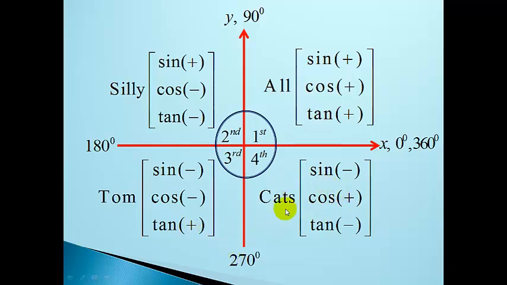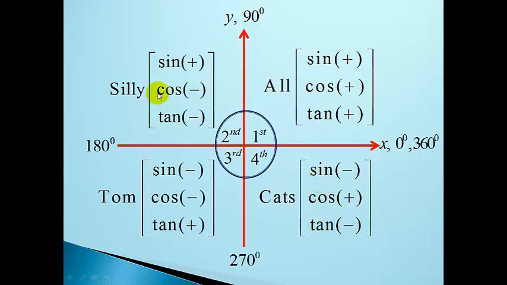Now, we are in the fourth quadrant, and that is cos. That means that only cos is positive. So between 270 degrees and 360 degrees, when we take sine of any angle, the answer is negative. When we take cos of any angle, the answer is positive. And when we take tan of any angle, the answer is negative.